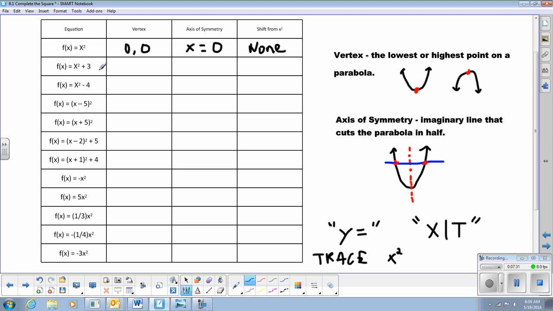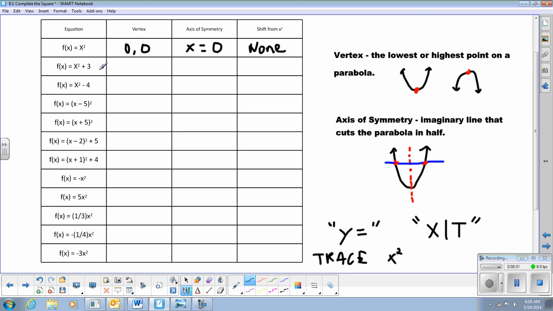I want you to now go back and press y equals again. We will keep x squared on line 1. So use a down arrow and go to line 2, and then type x squared plus 3, and then press graph. What you're going to notice when you press graph is that the first graph it draws is always going to be x squared. The second graph is whatever you put on line 2. Now let's take a look.